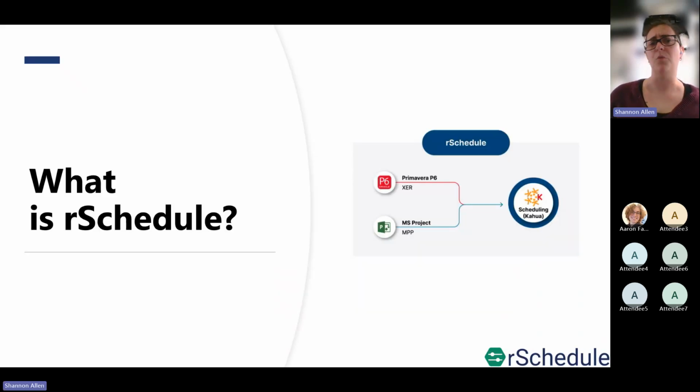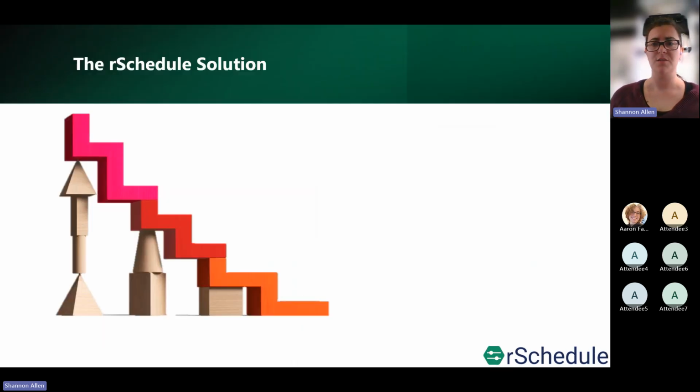So diving right in here, what's rSchedule? This unlocks the data that you already have in your scheduling software, be that Primavera or Microsoft Project, and makes it available across multiple Kahua applications. You pull in the schedule data from P6 or Microsoft Project, and it goes right into Kahua. I like to think of this as a 3-step process. Your first step, you're using Kahua for your project management system. All of your project management is handled inside of Kahua. The scheduling software is siloed somewhere else.